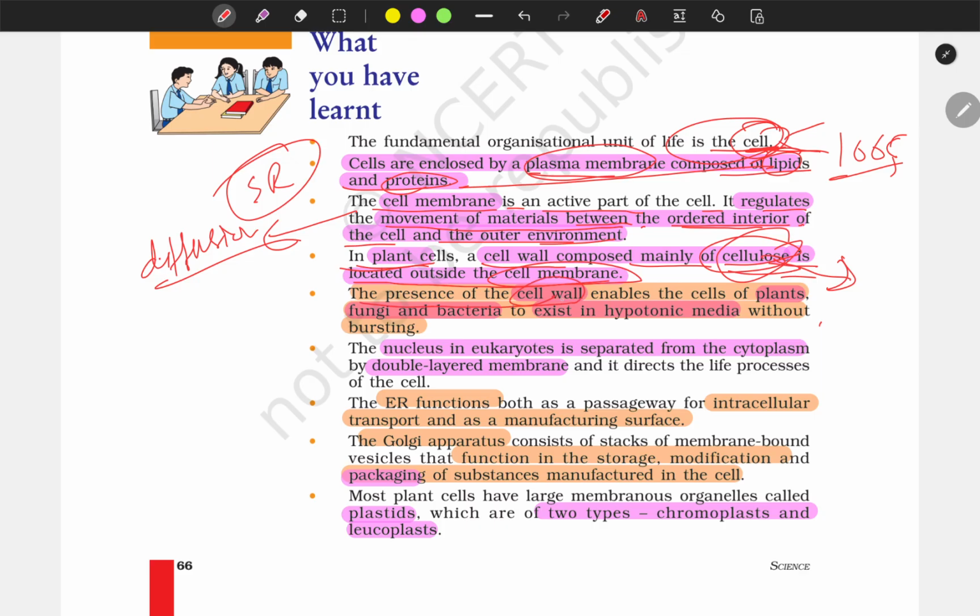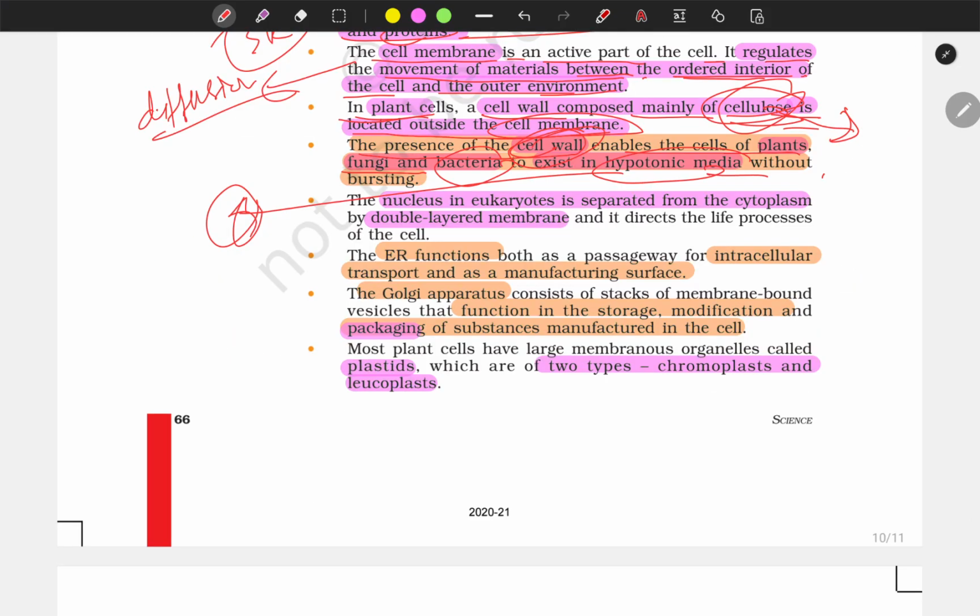The presence of a cell wall enables the cells of plants, fungi and bacteria to exist in a hypotonic medium. Why can it be? Because there cannot be much exchange of solution and material from inside to outside in cells which have a cell wall. So they will not get diffused. There is a word: plasmolysis.